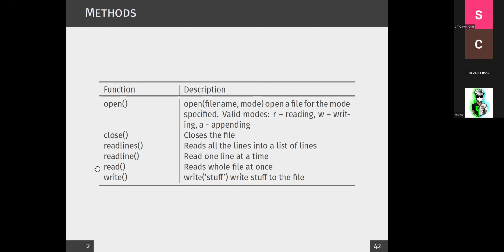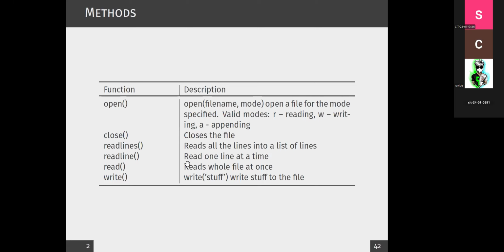Then the next three methods are to read what is inside the file. We can read in different ways. You can use readlines to read all lines into a list of lines, or you can use readline to read one line at a time, or you can just use read to read the whole file. Last one, you can write. The write method is to write something in the file.